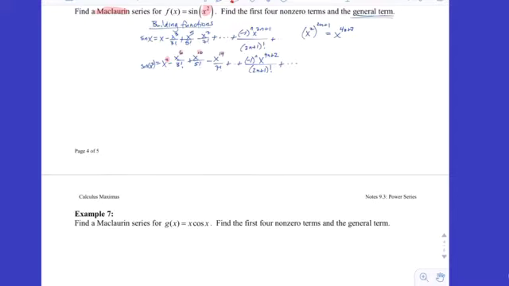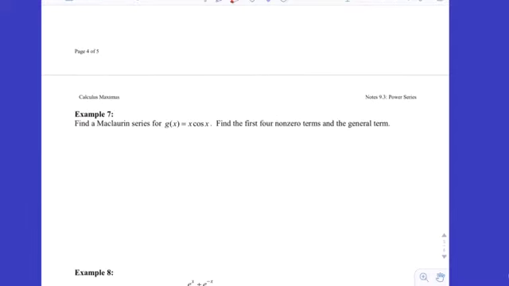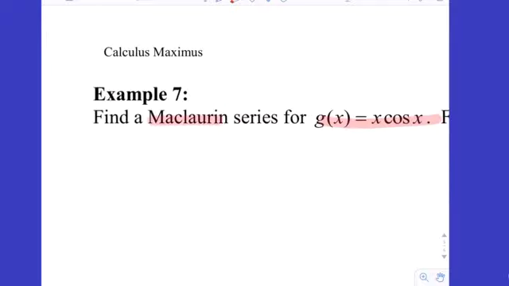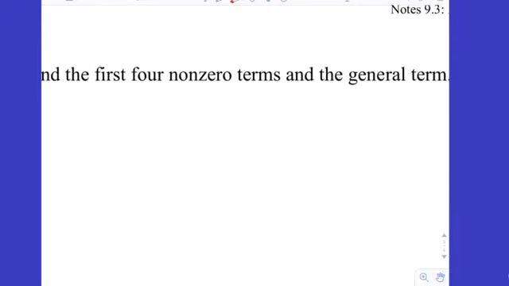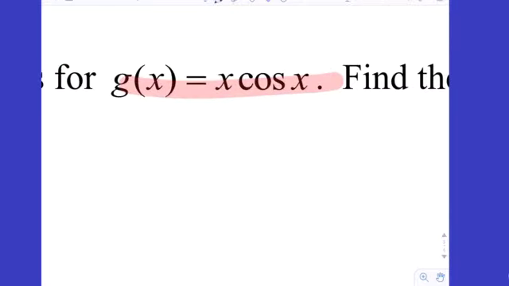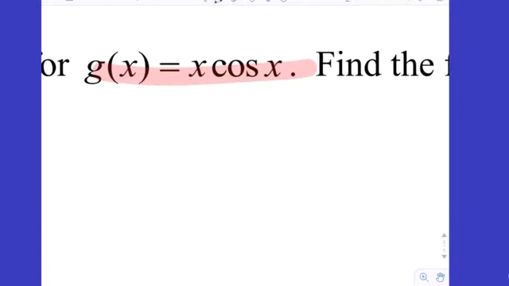Okay. Example 7. Find the Maclaurin series for g of x equals x cosine of x. It's a Maclaurin series, so it's centered at 0. Find the first 4 non-zero terms and the general term. So this is going to be another one of those build the series, okay? So let's go ahead and start with just regular old cosine x. It is an even function, so it's 1 minus x squared.